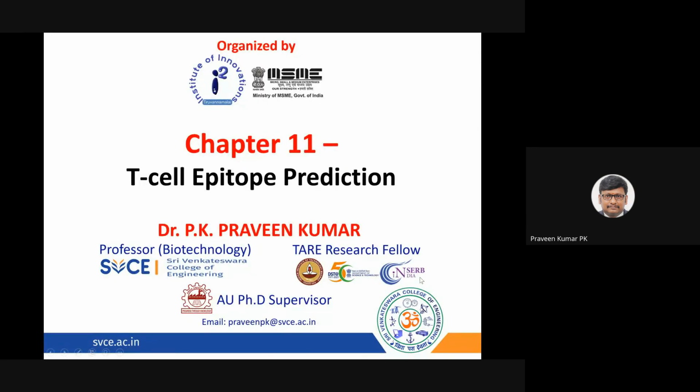are continuing. This chapter 11 is a continuation of chapter 10. Chapters 10, 11, 12 are basically about vaccine design. So the basics of vaccine design we have seen in the last session. And now we come across a particular T cell epitope vaccine prediction.